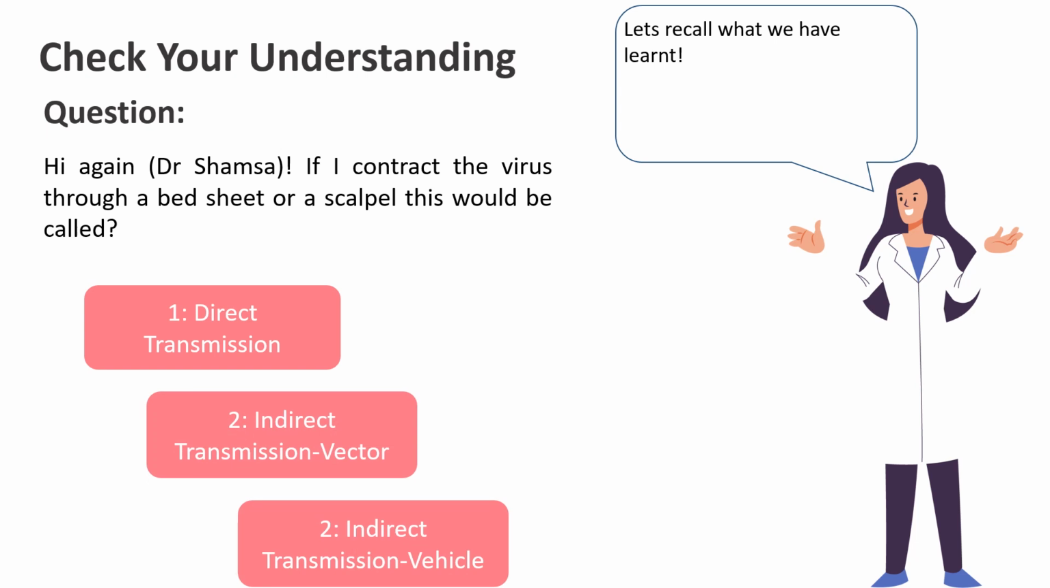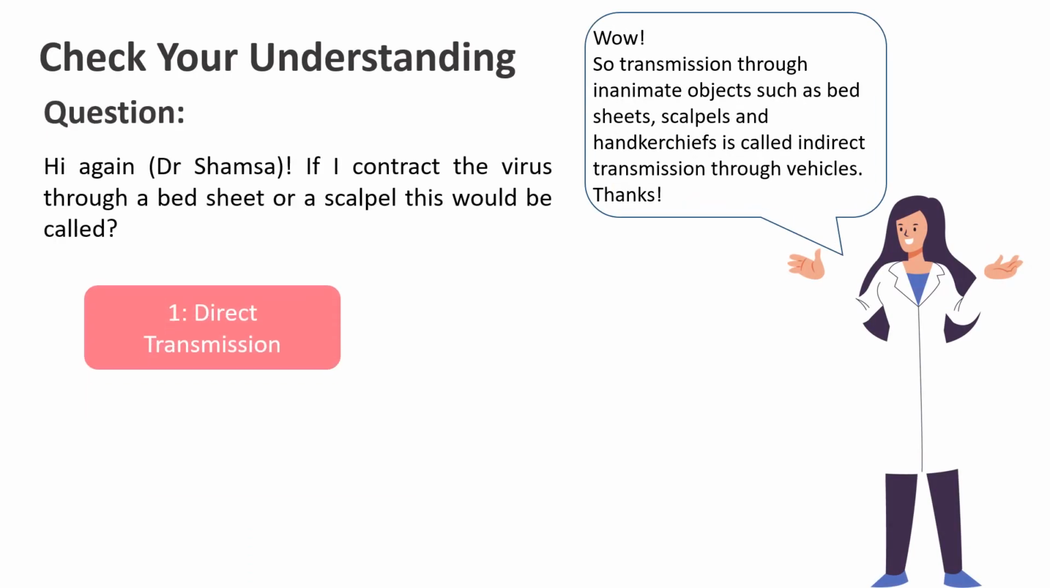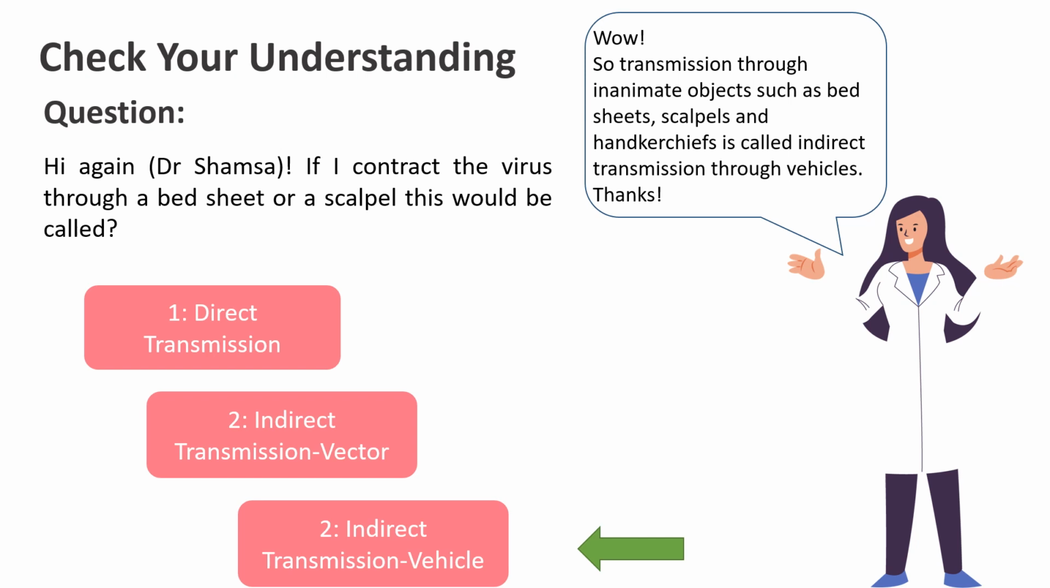Check your understanding. Question. Hi again, Dr. Shamsa. If I contract the virus through a bedsheet or a scalpel, this would be called direct transmission, indirect transmission, or vector transmission? Let's recall what we have learnt. Indirect transmission vehicle. Wow. So transmission through inanimate objects such as bed sheets, scalpels and handkerchiefs is called indirect transmission through vehicles. Thanks.